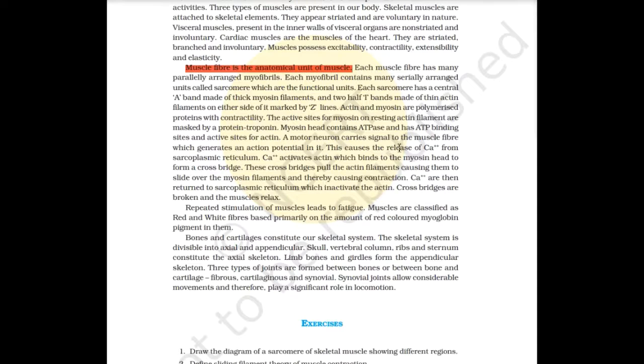A motor neuron carries a signal to the muscle fibers, which generates an action potential in it. This causes the release of calcium from the sarcoplasmic reticulum. Calcium activates actin, which binds to the myosin head to form a cross bridge. These cross bridges pull the actin filaments, causing them to slide over the myosin filaments and thereby causing contraction. Calcium ions are then returned to the sarcoplasmic reticulum, which deactivates the actin. Cross bridges are broken and muscles relax.